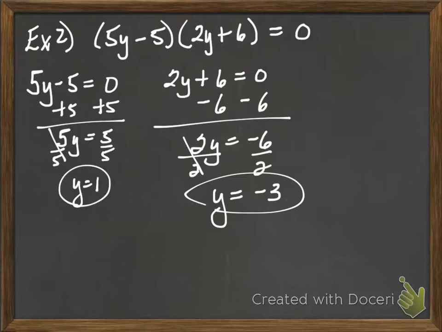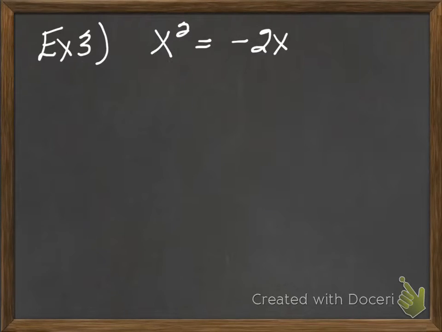All right, so my first two examples are showing you when the equation has already been factored. My example 3 is going to show you when the problem is not factored to begin with. So let's look at example 3. I have a couple things going on in example 3. The first thing I notice is I don't see that one side is set equal to 0.